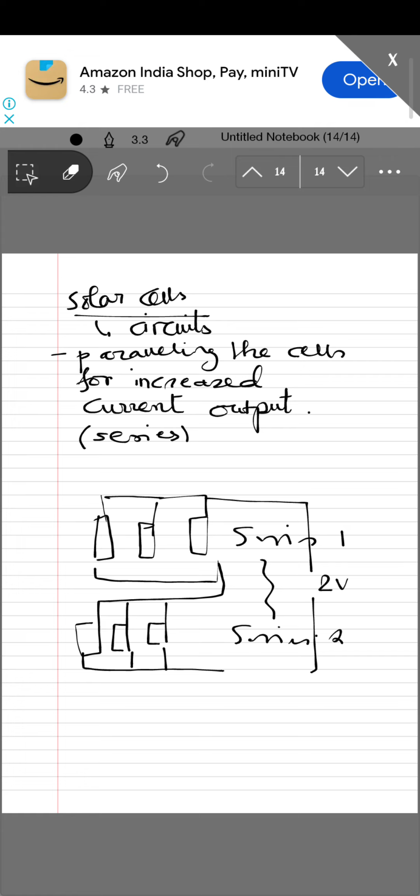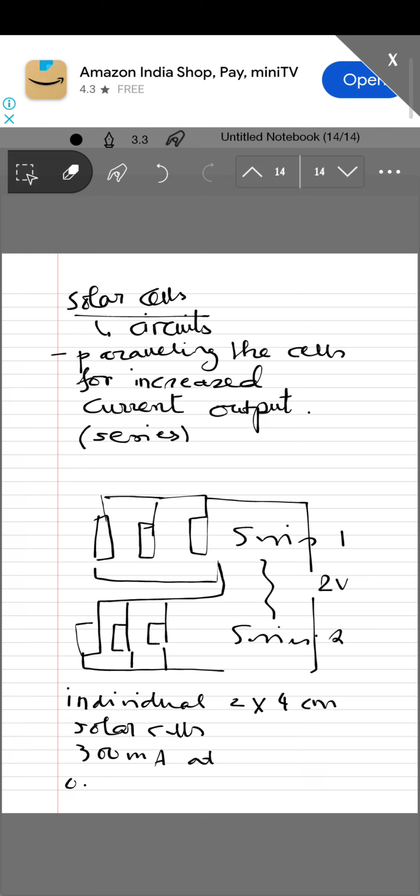So we have these individual 2 by 4 centimeter solar cells available to provide a current of 300 milliamperes at 0.55 volts, or they can also be enclosed in modules so that they can provide a voltage of about 6 volts at 50 milliamperes if they are in modules.